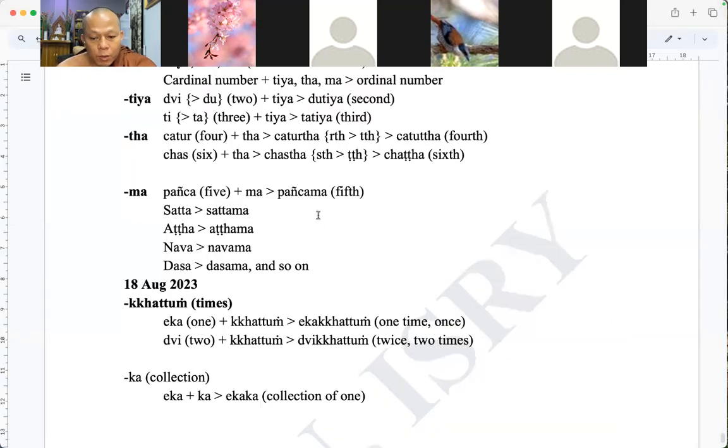The same way, to the dvi, this ka is added. So we have the dvika as well as duka. So like the duka, ma, dika, a collection of two or something like that. So in this way, dvika, dika, catuka.